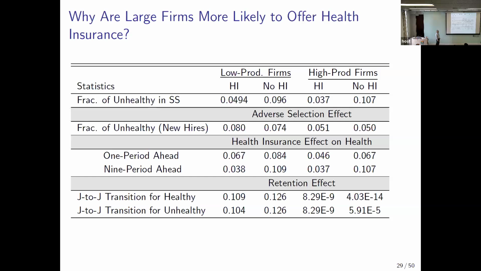Why is that? That's the key thing. This is consistent with the feature we show in our model, right? The firms that offer health insurance also have a lower fraction of unhealthy workers in the steady state. I showed you that was a puzzling fact, right? So it turns out that among the new hires, if you're a low productivity firm and you offer health insurance, you do attract a higher fraction of unhealthy workers, 8% relative to 7.4%.